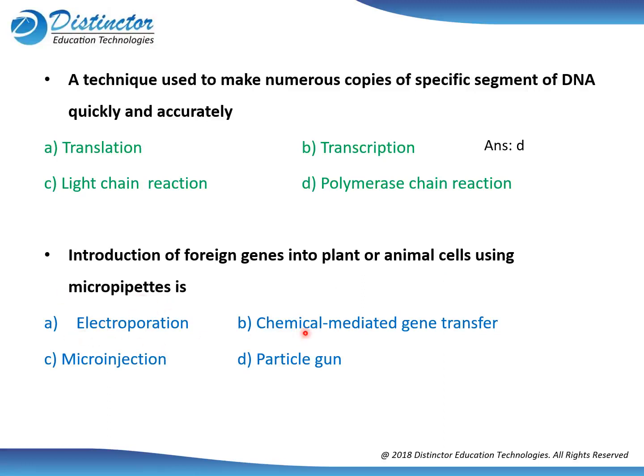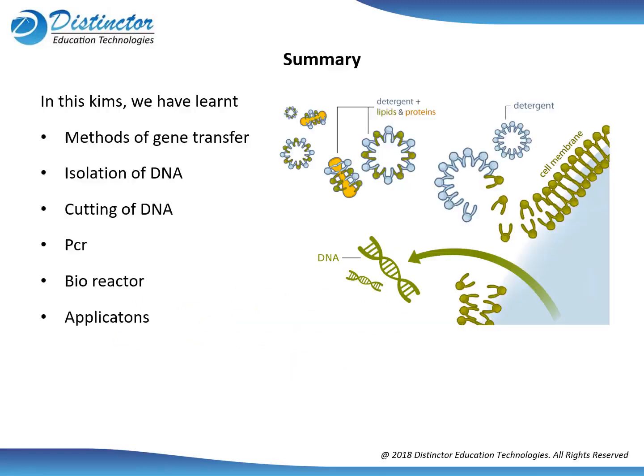Introduction of a foreign gene into a plant or animal cell using a micropipette is dash. Electroporation, chemical mediated gene transfer, microinjection, or particle gun. Which one is used to introduce a foreign gene into a plant or animal cell with the help of a micropipette or a micro needle? Answer is microinjection.